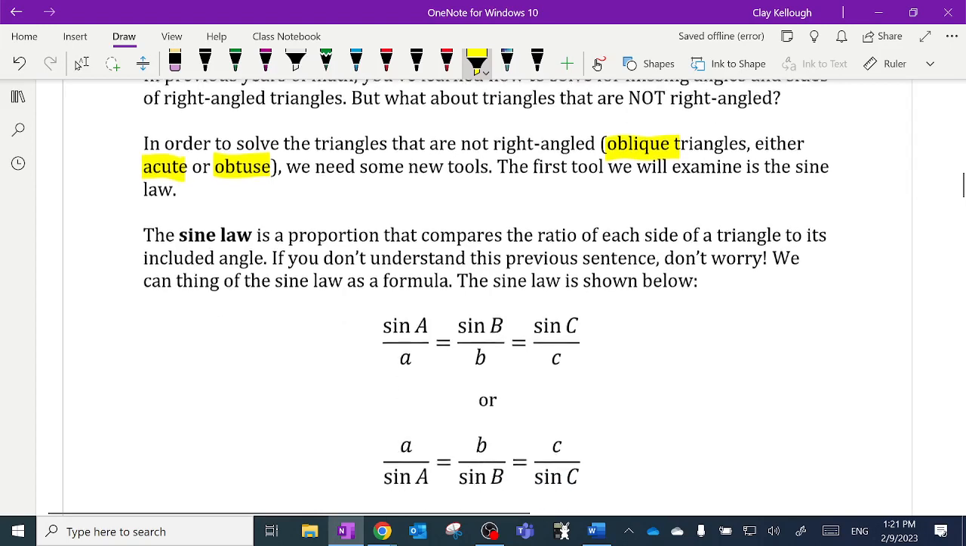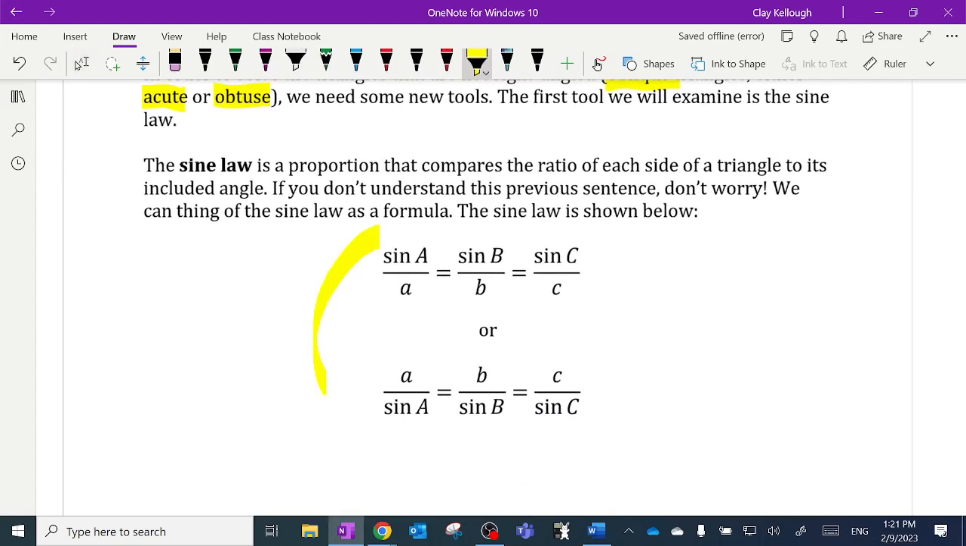Here's a formula that we're going to call the sine law. And wow, that looks weird. Since when do formulas have two equal signs in them? Don't let that panic you. At the end of the day, we only ever need two of these three parts to do a question.